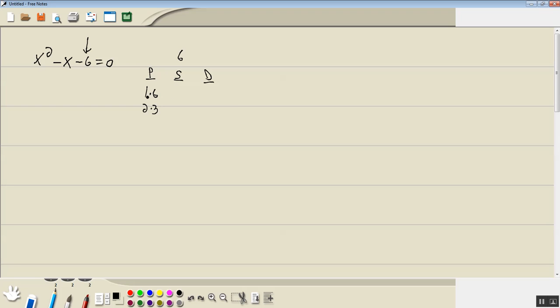Now the S column, we sum these. S for sum. 1 plus 6 is 7, 2 plus 3 is 5. And the difference column, we subtract them, smaller from larger. 6 minus 1 is 5, 3 minus 2 is 1.